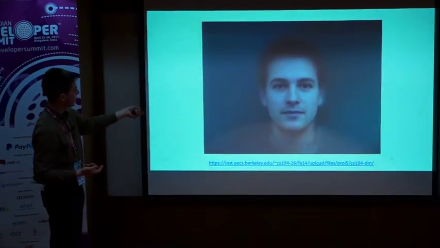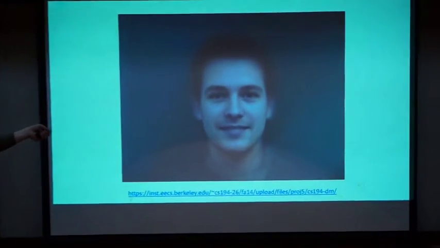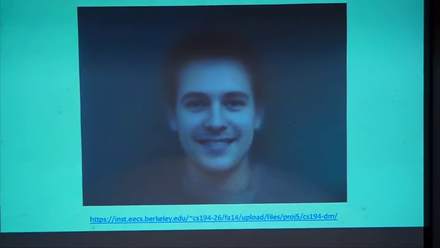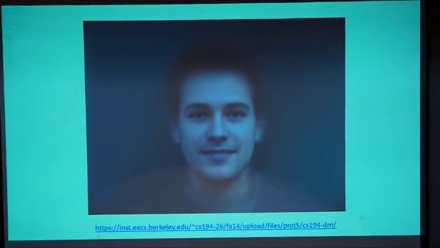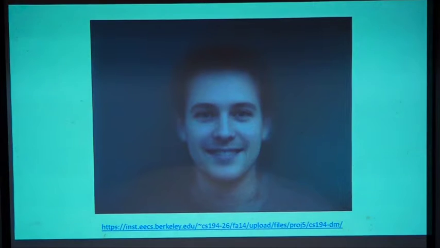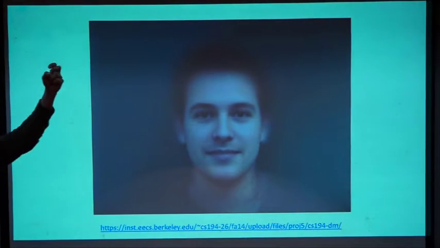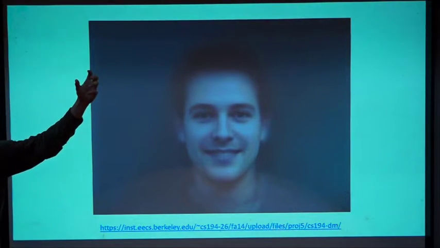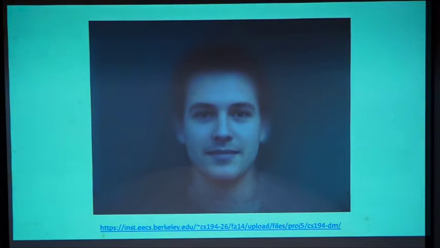So an average smiling neutral face, male neutral face, and then an average smiling male face. And then you can kind of take the vector between these two points and smoothly go between that. And this is what you see.